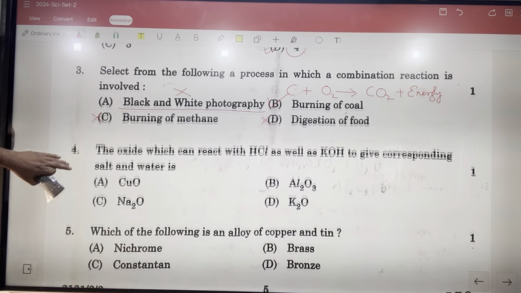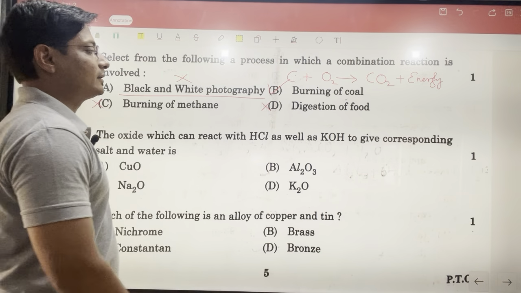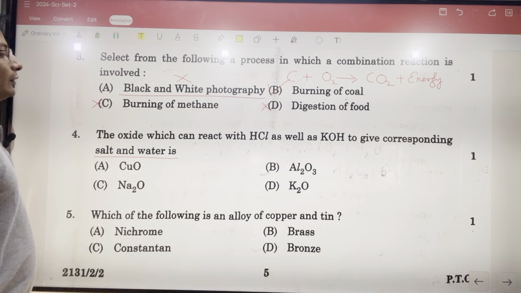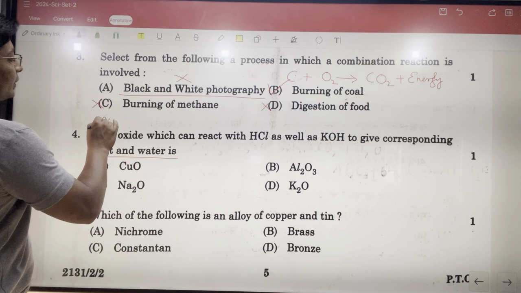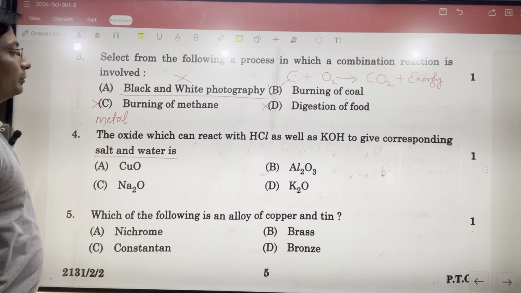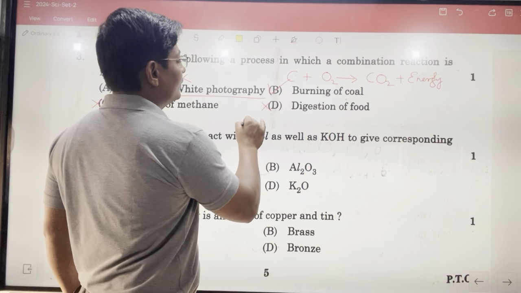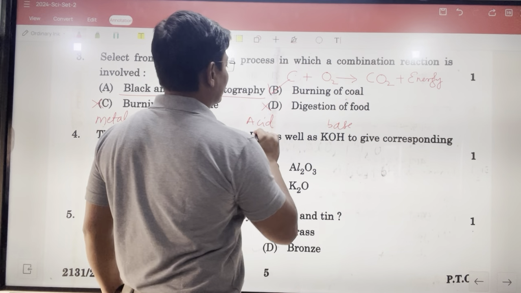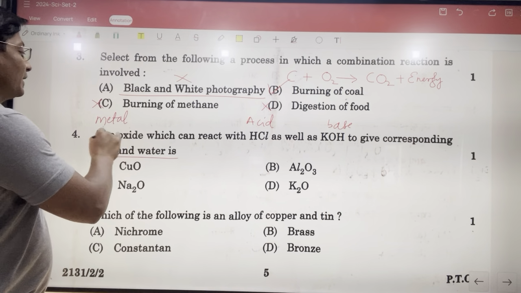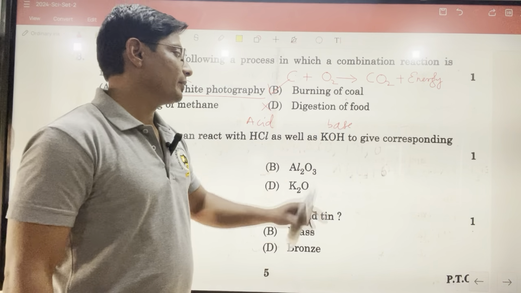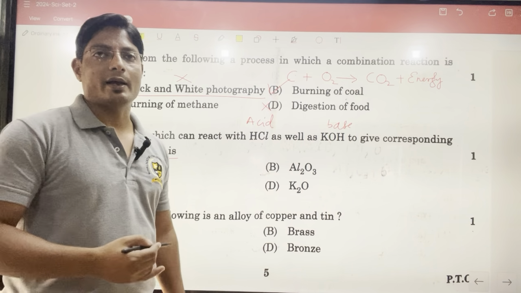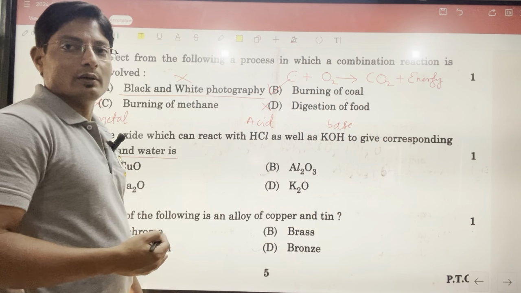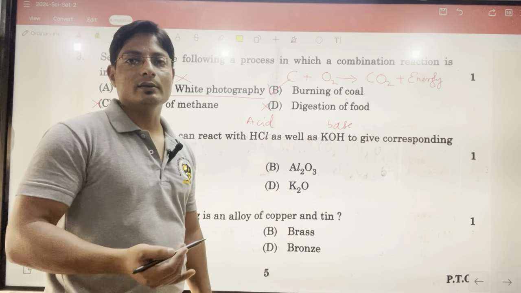Fine. Then coming to the fourth question, the oxide which can react with HCl as well as KOH to give corresponding salt and water is. So now here oxide means basically they are talking about metal oxide. So metal oxide which can react both with the acid as well as base. Okay, so they are talking about the particularly metal oxide which reacts both with acid and base. So we already have seen those two exceptions while discussing about the theory concepts. So those were the one is aluminum oxide and another one is zinc oxide.